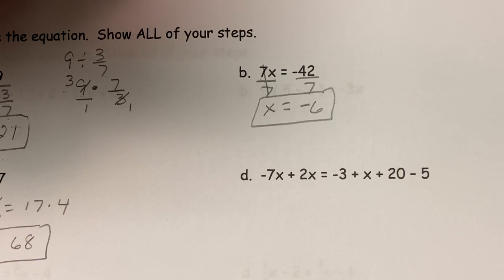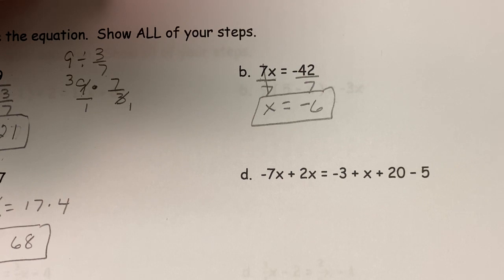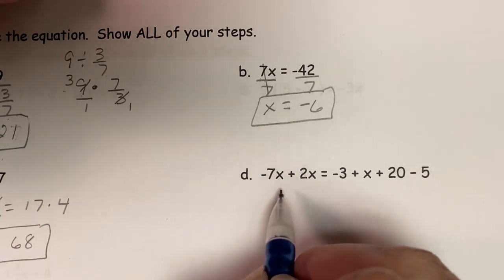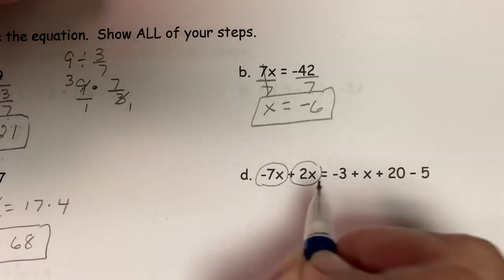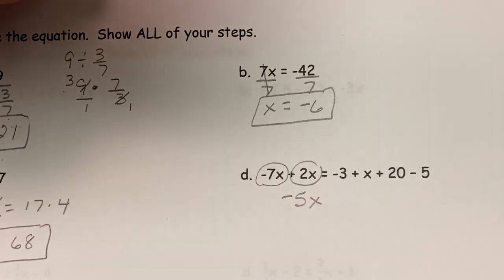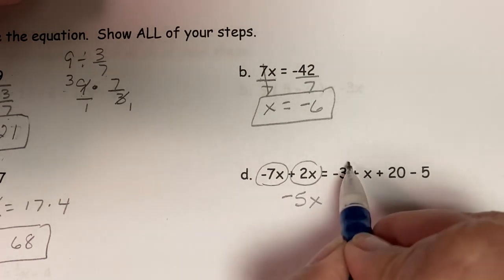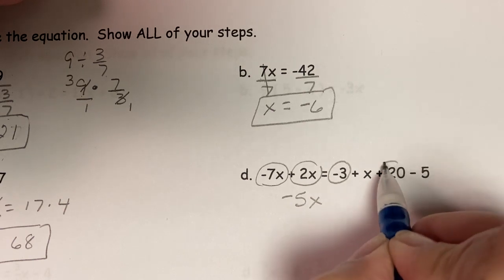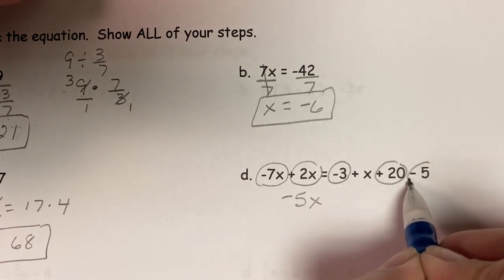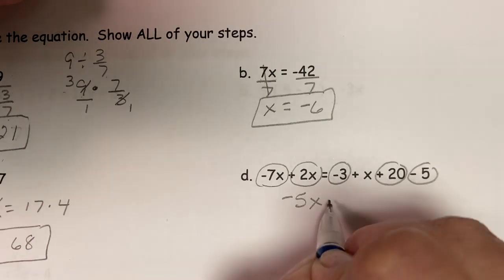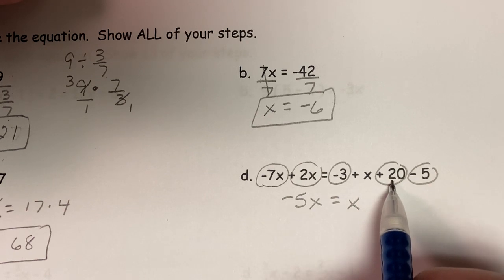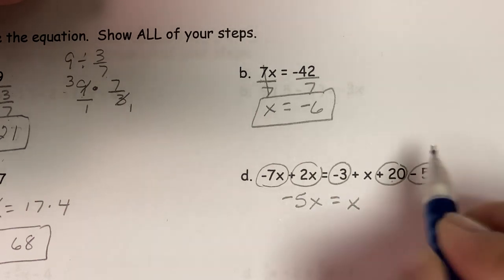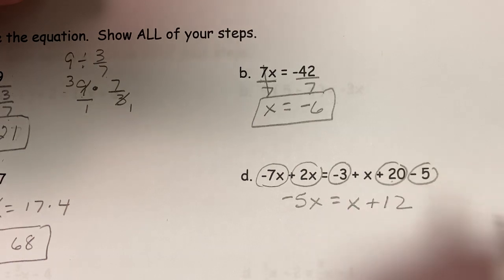This one's going to take a little bit more work. As you can see, we've got some like terms that we're going to have to go ahead and combine. I have it on both sides, so if I have here negative 7x plus 2x, I can combine those as like terms, and I'm going to get negative 5x. If you look on the right-hand side of the equal sign, we can combine the negative 3 with the positive 20 and the negative 5. So I'm simply going to have the x. Now over here, negative 3 plus 20 is 17, and 17 minus 5 is a positive 12.